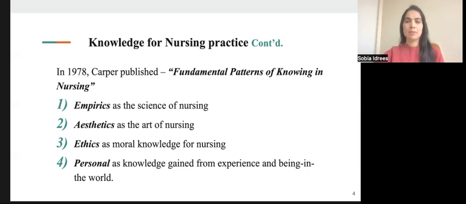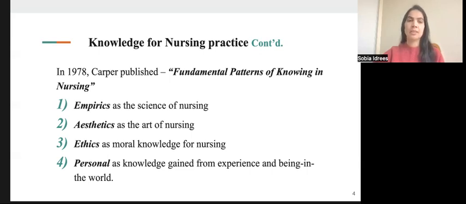The third pattern is called ethics. Ethical knowing focuses on matters of obligations, or what ought to be done. Ethics requires judgment about what to do and what not to do in our daily nursing practice.